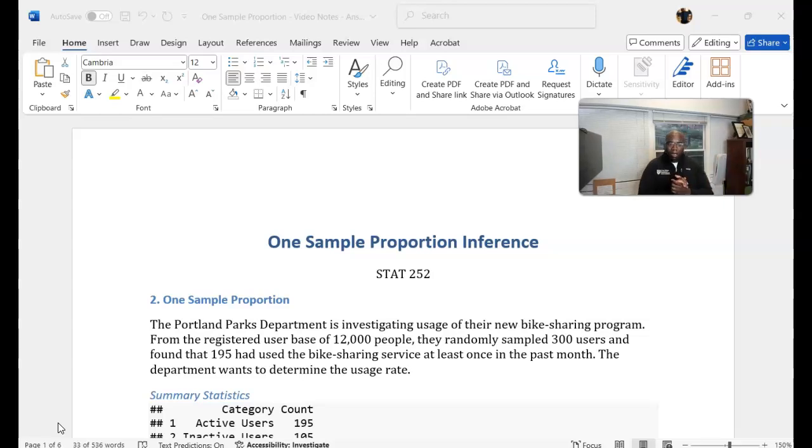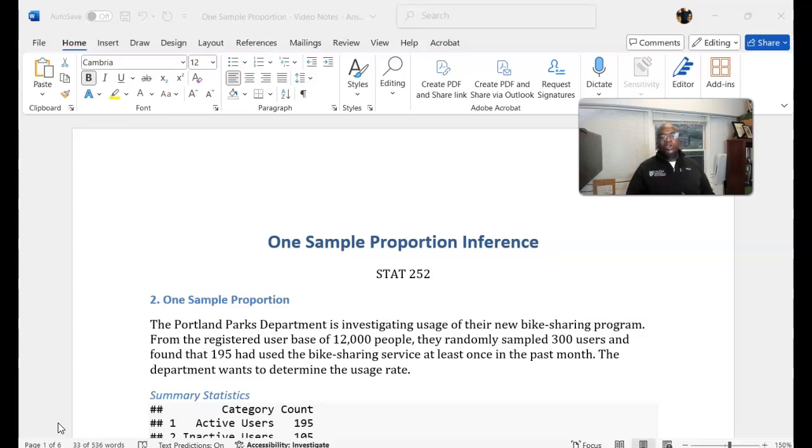Welcome back. We're doing one sample proportion inference. Let's talk about this problem. The Portland Parks Department is investigating usage of their new bike sharing program. They got some money. They're trying to implement some more bike sharing things. And let's see, are people listening? Are people working with this new program?